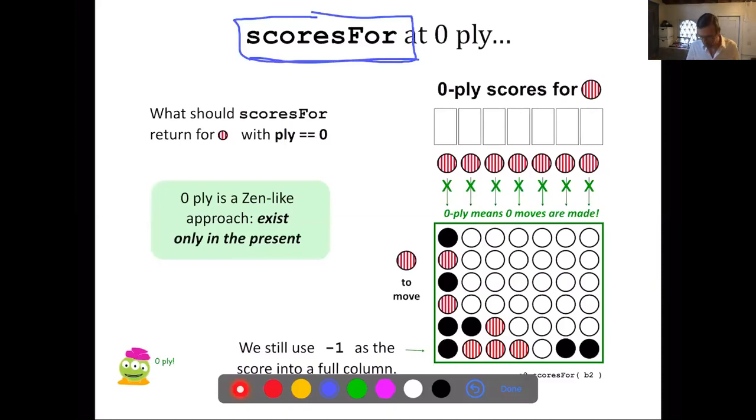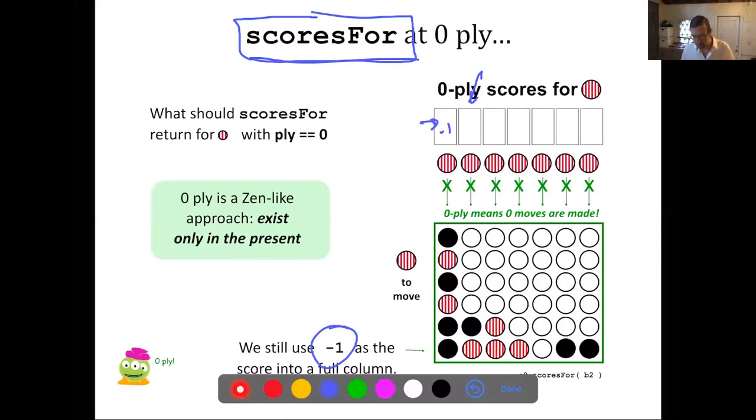So the score for column zero, well, I have to think, how am I going to score column zero? If I move in column zero, what would the score be? Well, column zero is kind of special. I can't move in column zero. So for columns I can't move to, we're going to introduce a score of minus one. That's a special one. All right, now if I move in column one, how good or bad will that game be?